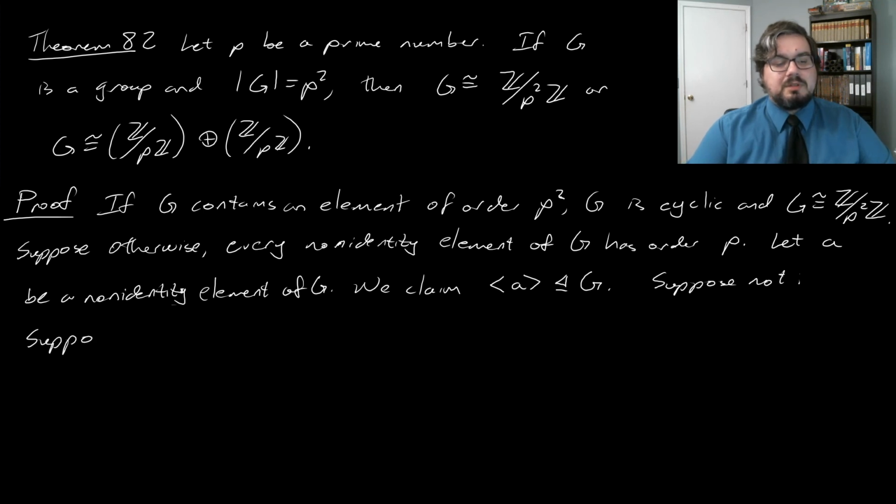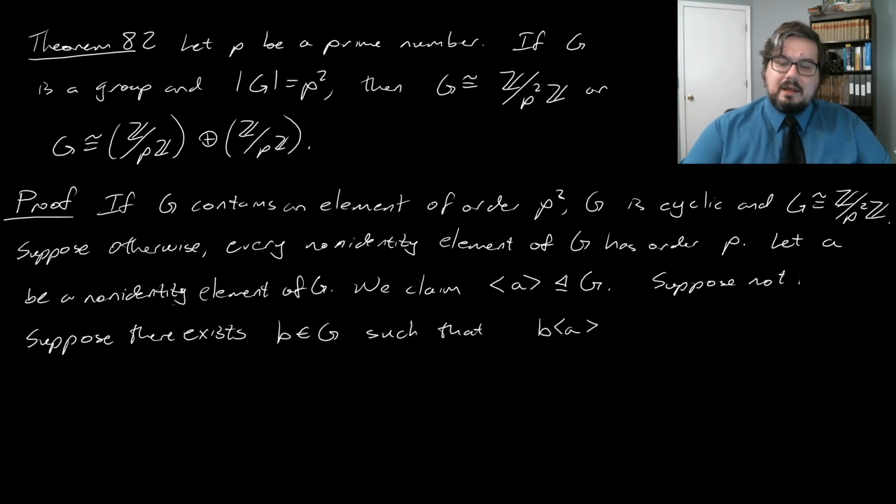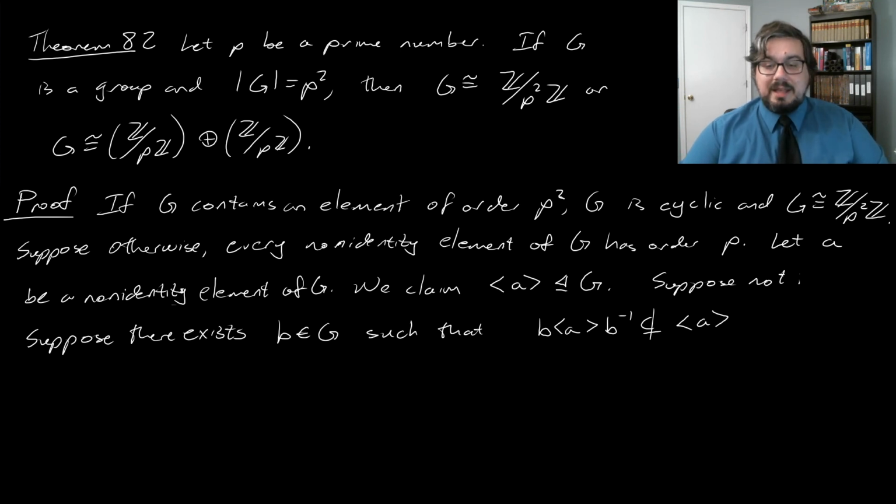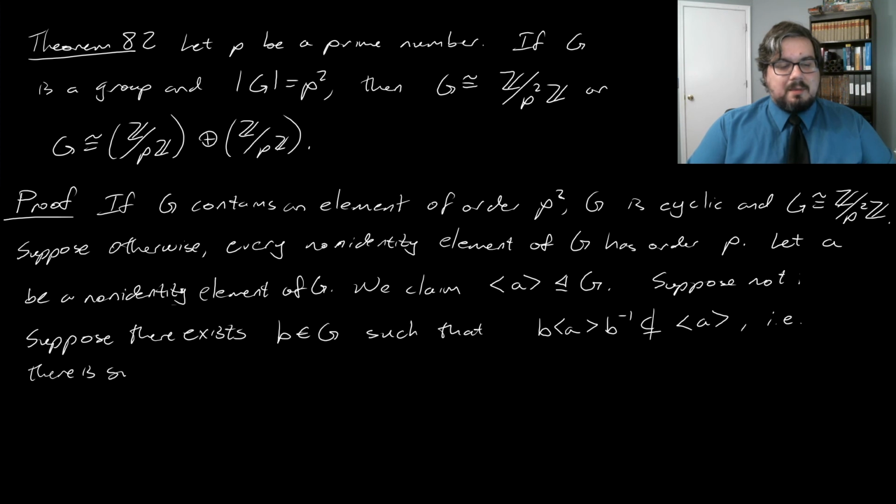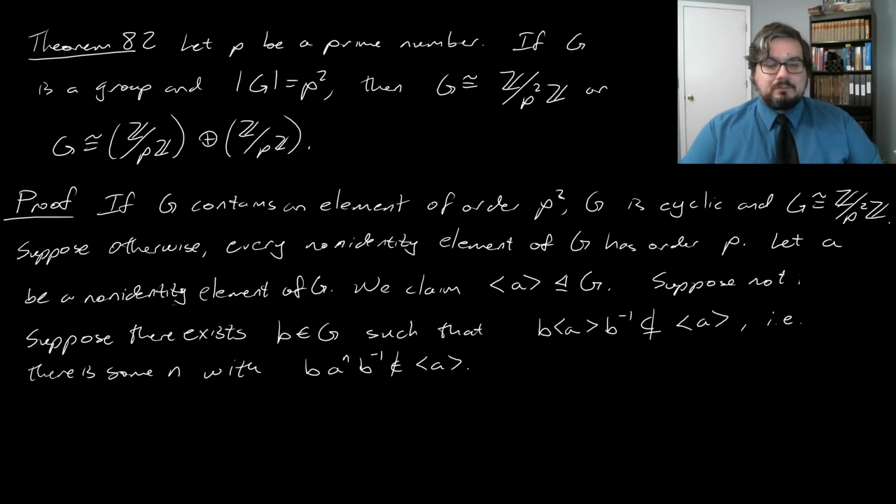Suppose not, that is, suppose there exists a B in G such that B times the cyclic subgroup generated by A times B inverse is not a subset of the cyclic subgroup generated by A, i.e., there is some n with B A to the n B inverse not being in the cyclic subgroup generated by A. So now what we're going to do is look at the cyclic subgroup generated by this element here, B A to the n B inverse. And in order to keep from writing that over and over, we're going to let C be B A to the n B inverse.